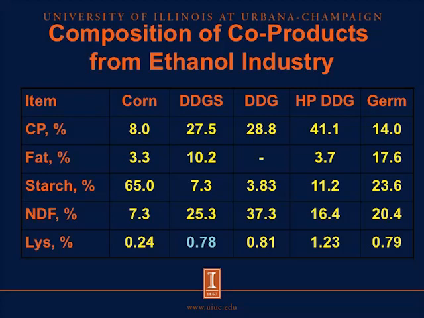The fiber can be expressed as NDF, and the corn grain contains less NDF than DDGS, HP DDG, and corn germ, and also less than DDG. So we will see that the fiber concentration is much greater in these co-products than it is in corn. And if we look at lysine, we'll see that all the corn co-products contain more lysine than corn, and it varies from 0.78% in DDGS to 1.23% in HP DDG.